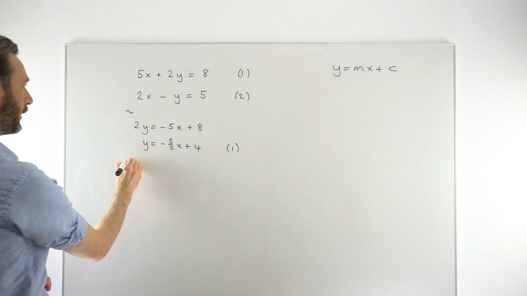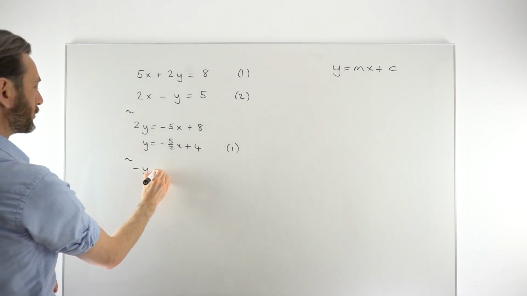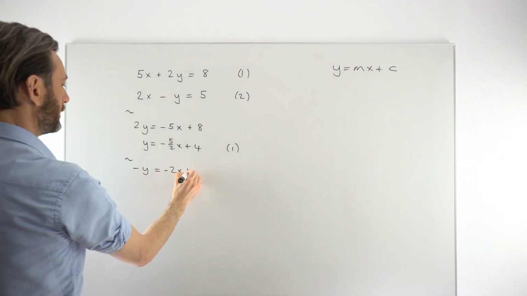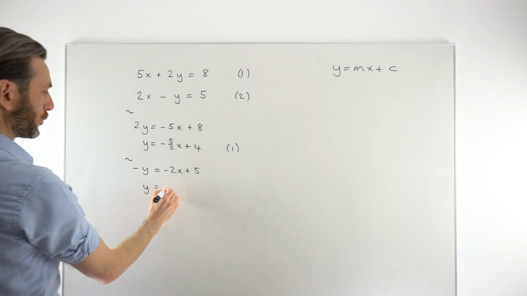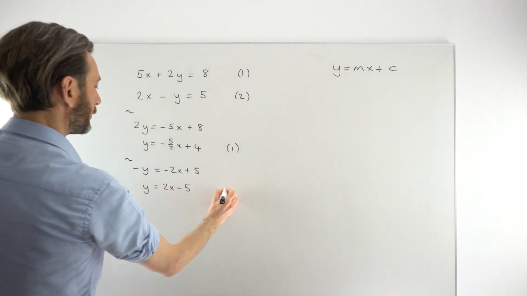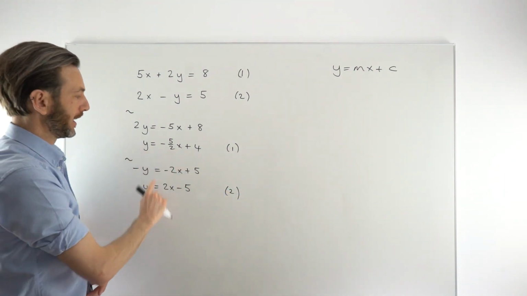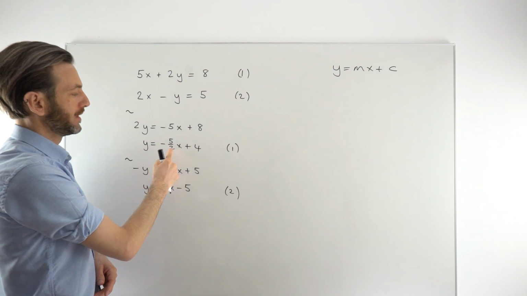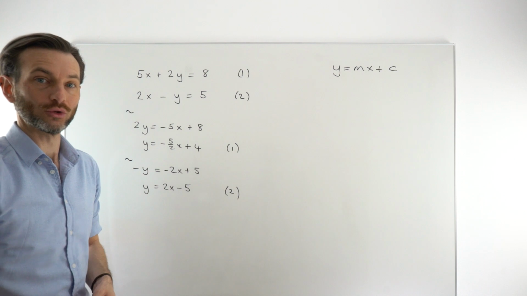And then for the second one, if we take the 2x to the other side, we would get minus 2x plus 5, and then divide through by minus 1, which just changes all the signs. We get a positive 2x and a minus 5. So that's a rearrangement of equation 2. Now these are in the format y equals mx plus c, like a straight line. So these are actually the equations of straight lines.